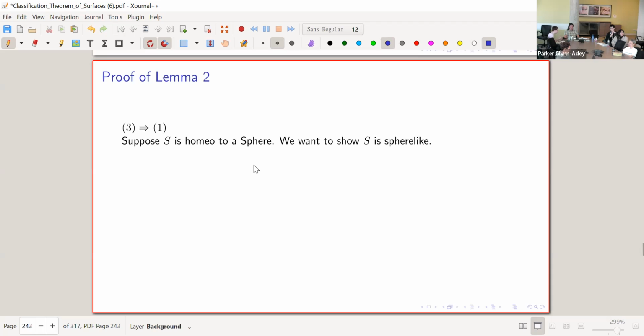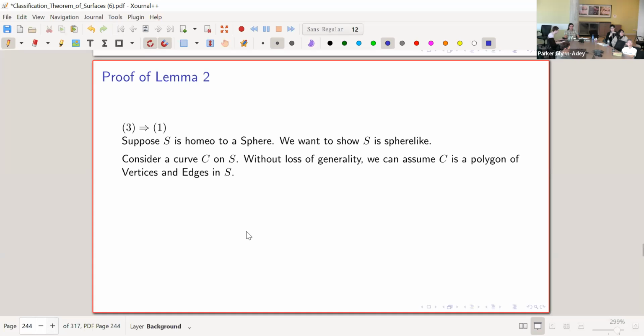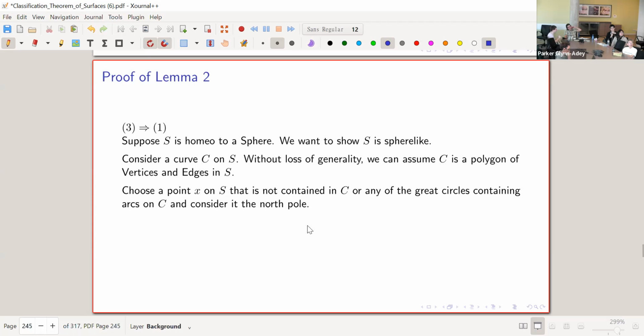Okay, and finally, the proof of Lemma 2. So we're going to suppose S is homeomorphic to a sphere, and we want to show that S is sphere-like. So remember that any curve divides it into two pieces. We're going to consider a curve C on S, and without loss of generality, we can assume that C is a polygon of vertices and edges in S, because you can always make a curve homeomorphic to C that is just a bunch of vertices and edges.